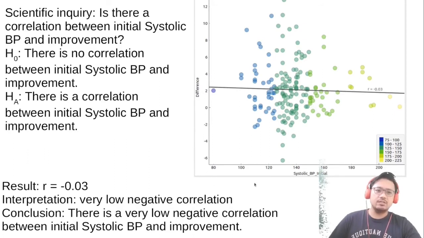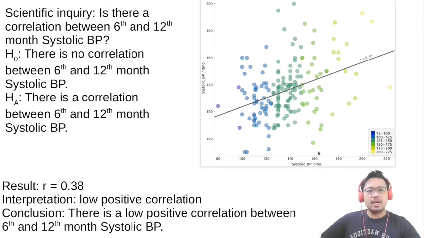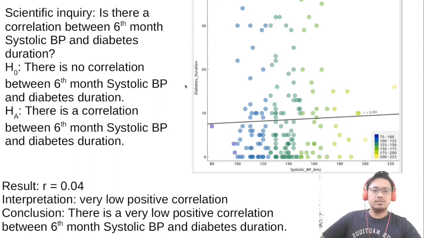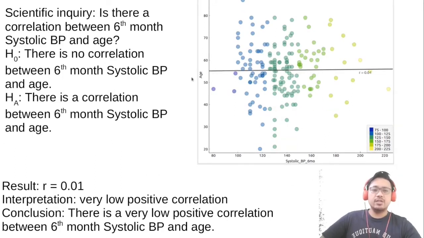You can see that the regression line is almost horizontal. And 12-month systolic blood pressure, the regression line goes upward. The coefficient is 0.38, which means there is a low positive correlation. Systolic BP and diabetes duration, the coefficient is 0.04, very low positive correlation. Systolic BP and age, the coefficient is 0.01, very low positive correlation.